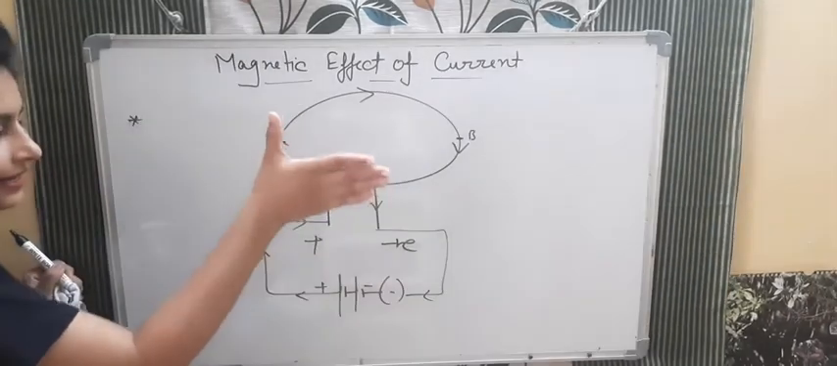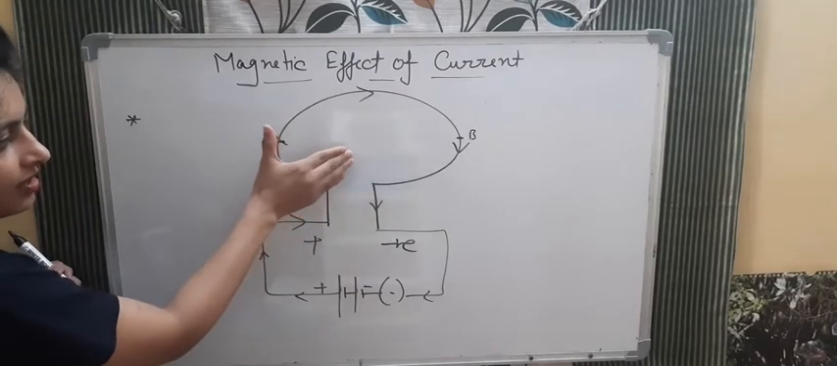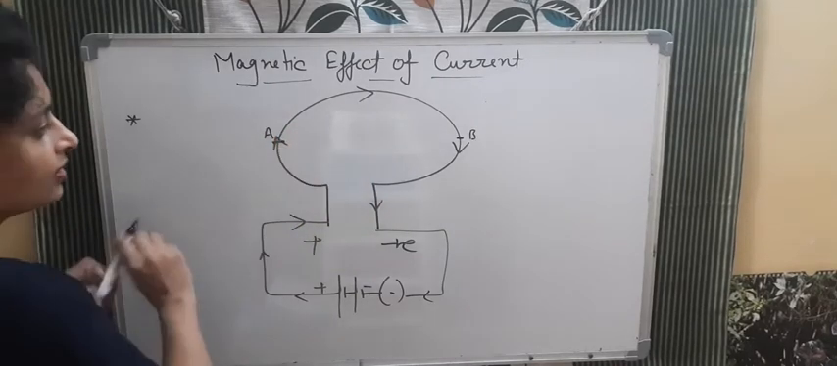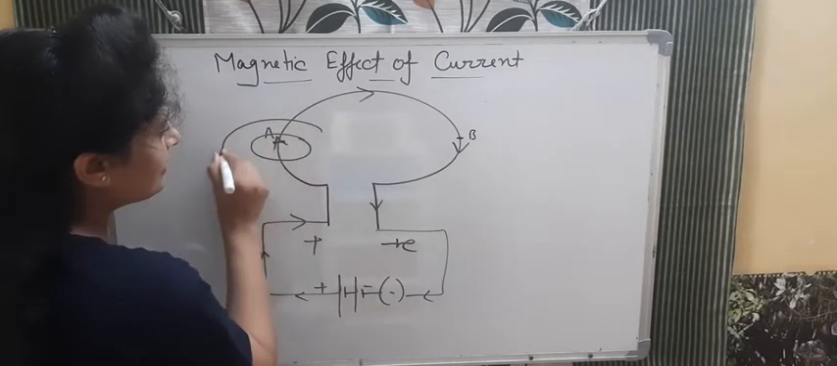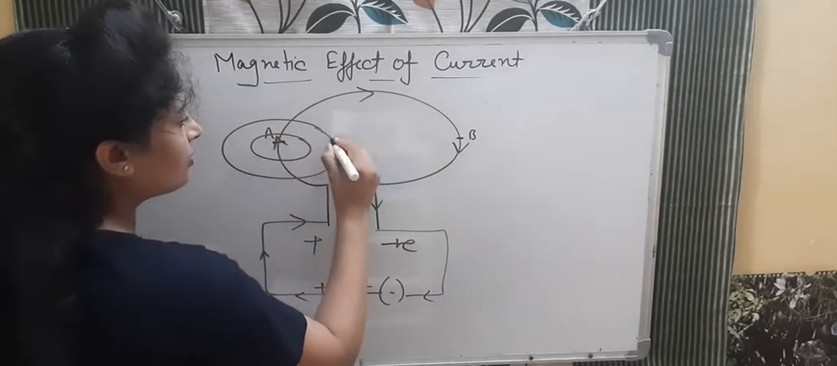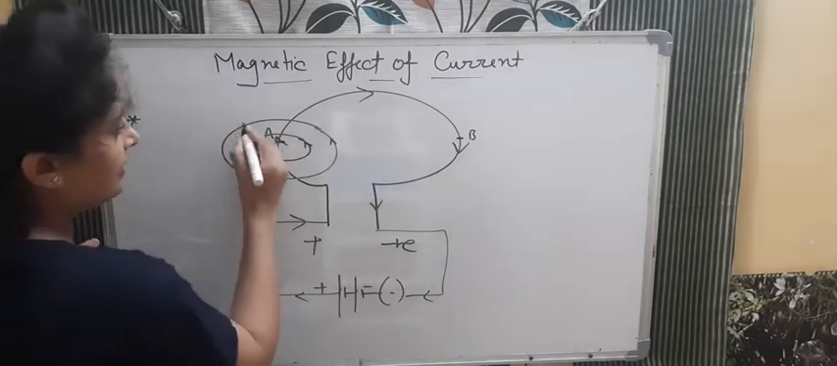I hope you are getting it. See, in the direction of current, put your thumb and curl your fingers. It is going into the board. So it will be, as we already studied, circular, concentric, but into the board. It means the direction was anti-clockwise. It is going like this.